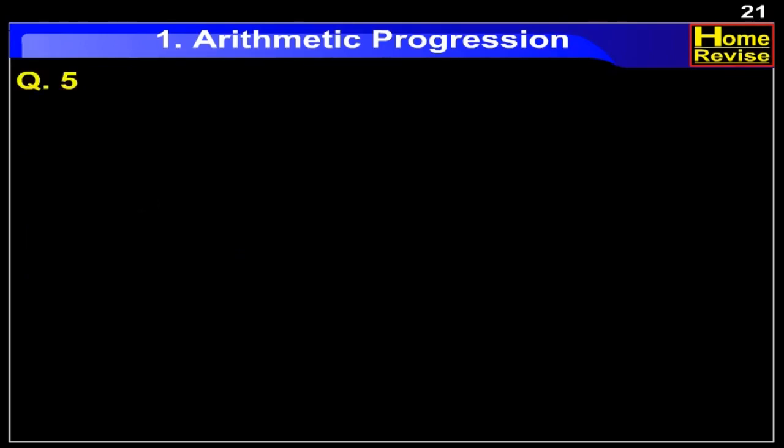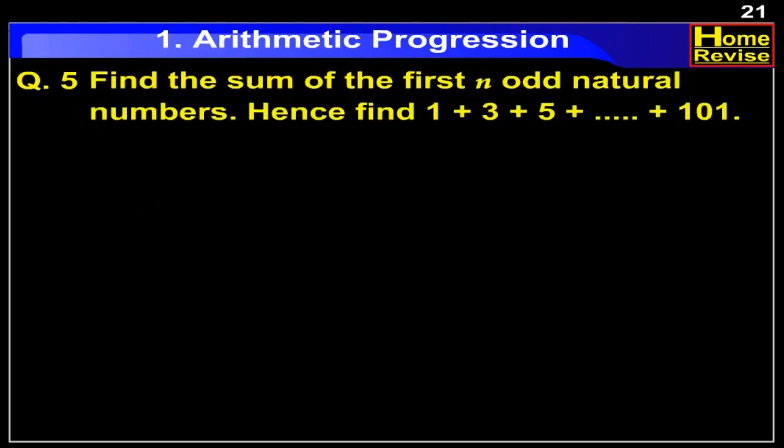Question number 5. Find the sum of the first n odd natural numbers. Hence, find 1 plus 3 plus 5 and so on plus 101. Solution.